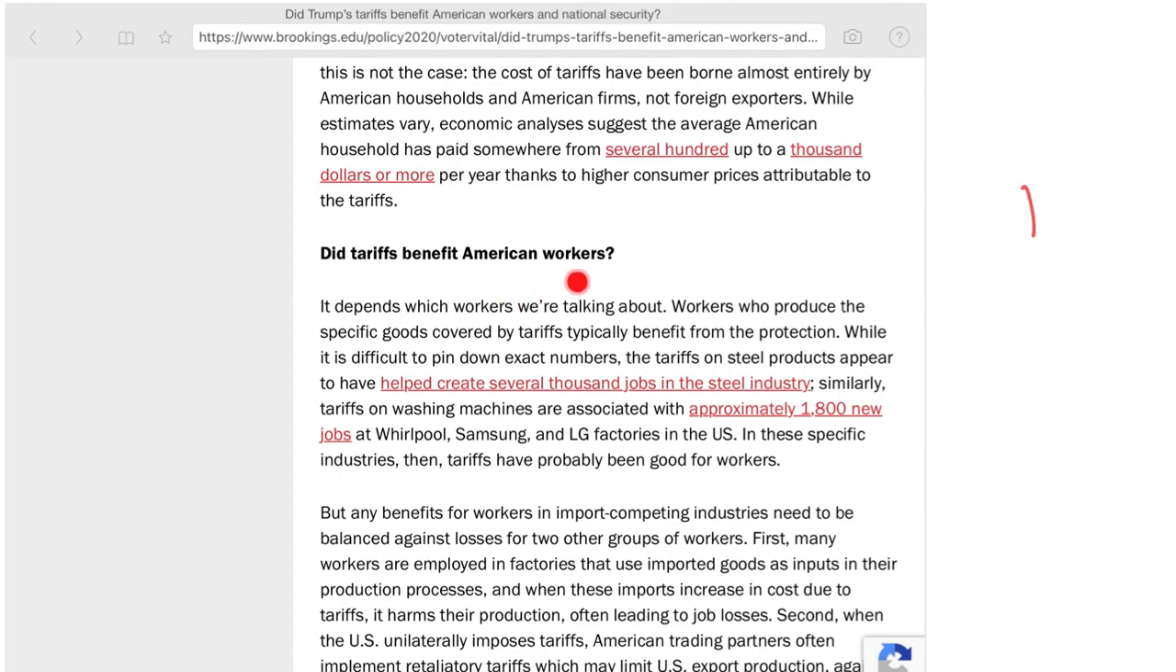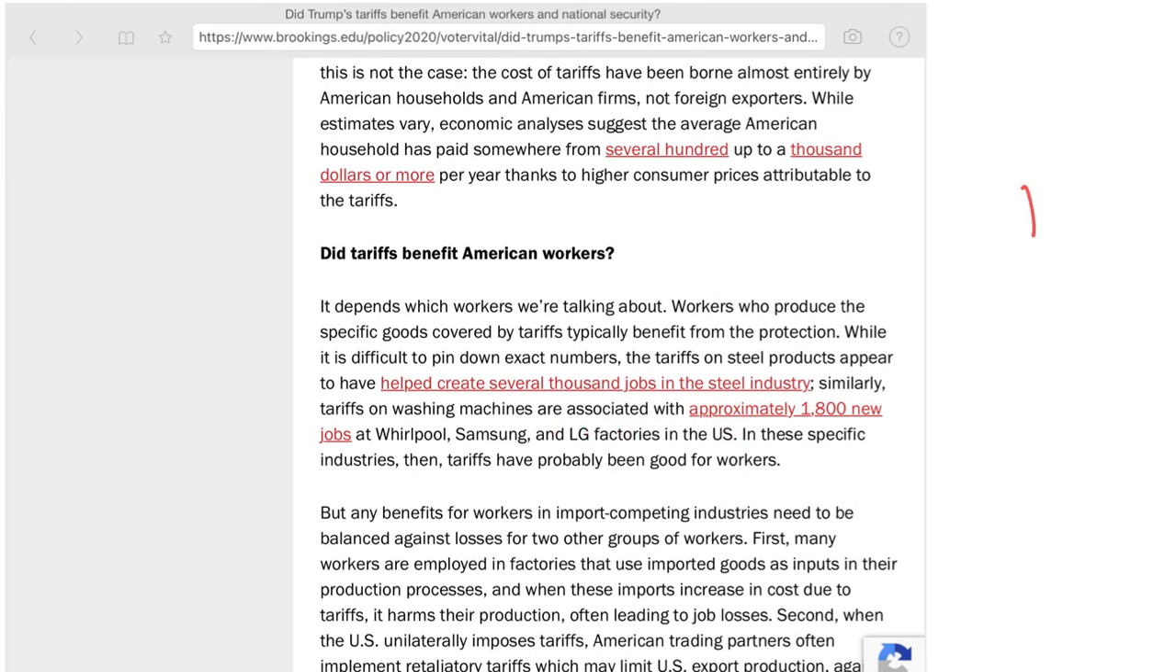Did they benefit the workers? Well, it depends which workers. Workers who produce the specific goods, in this case steel, tariffs on steel, appear to have been helped. They created several thousand jobs in the steel industry. Tariffs on washing machines, 1,800, etc., etc.